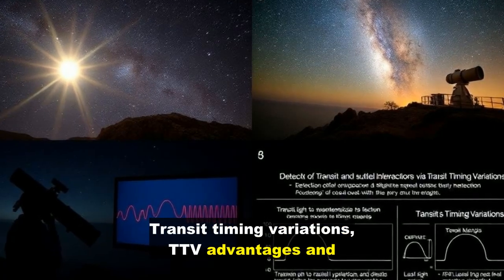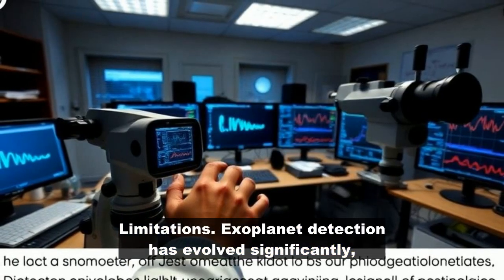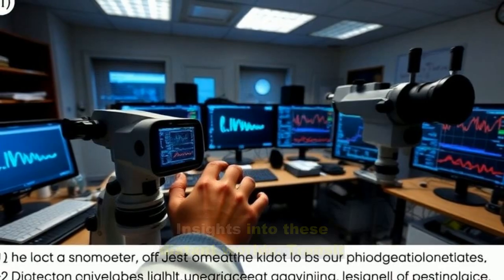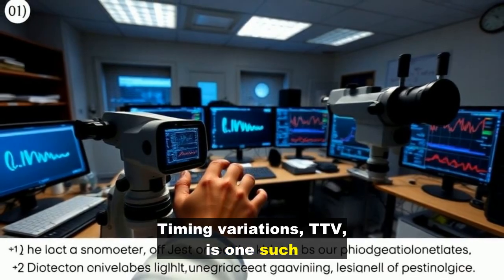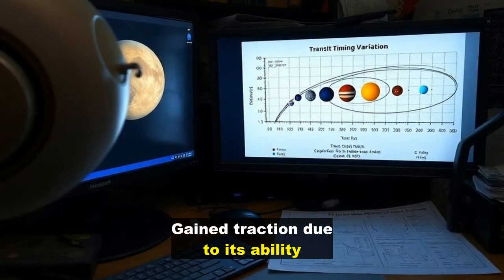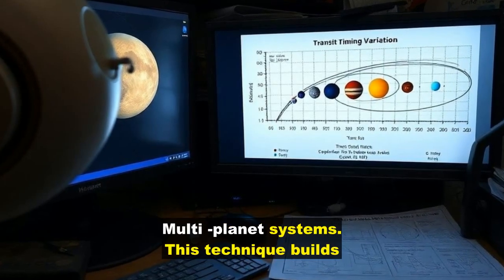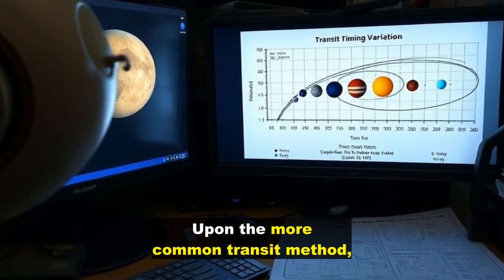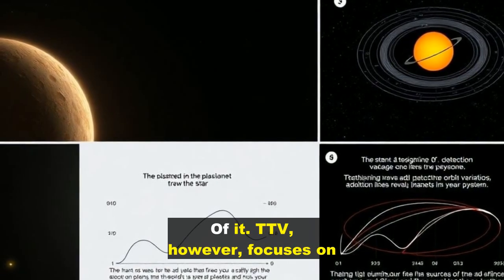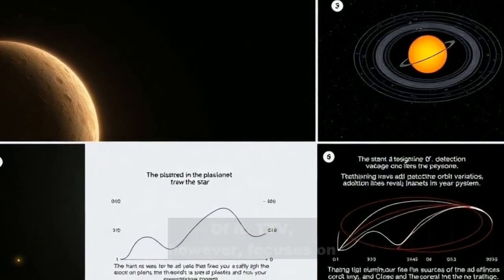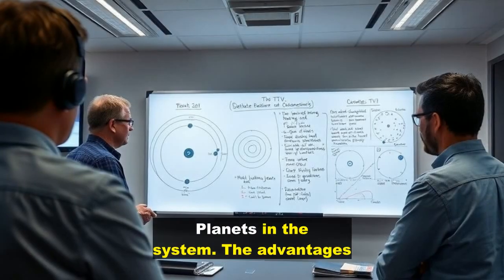Transit timing variations, TTV: advantages and limitations. Exoplanet detection has evolved significantly, with various methods offering unique insights into these distant worlds. Transit timing variations, TTV, is one such method that has gained traction due to its ability to detect and characterize exoplanets, particularly in multi-planet systems. This technique builds upon the more common transit method, which observes the dimming of a star as a planet passes in front of it. TTV, however, focuses on the slight variations in the timing of these transits, which can reveal the presence of additional planets in the system.